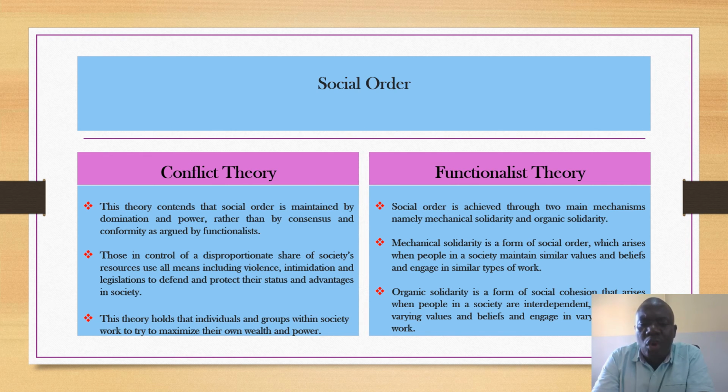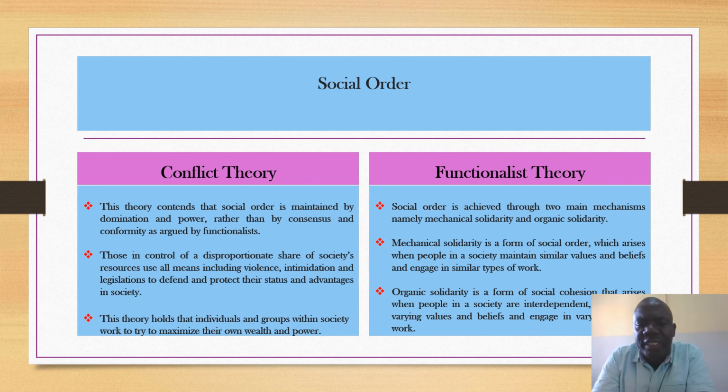So they are likely to find themselves law-abiding and enforcing certain common values that are beneficial to them, despite the fact that they come from different cultural backgrounds. So that is possible because of what functionalists call organic solidarity.